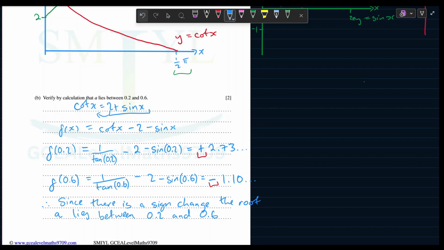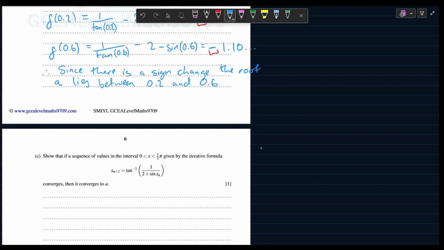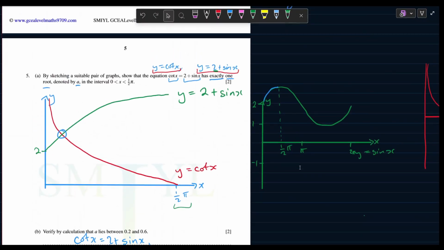Part C says, show that if a sequence of values in the interval x is between 0 and half pi given by the iterative formula x_(n+1) is equal to arctan of 1/(2 plus sine x_n) converges, then it converges to A. This is just a fancy way of trying to say that, show that this equation is the same as the equation in part A. This cot x is equal to 2 plus sine x.